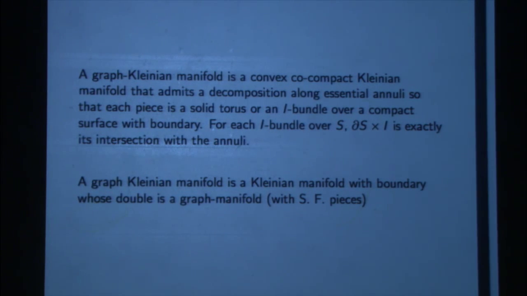These have been studied extensively in the literature. And the reason that we call it a graph Kleinian manifold is exactly this: when you double a Kleinian manifold with boundary over the boundary, you get a graph manifold where all the pieces are Seifert fibered pieces. Okay, because when we double over these pieces, we're going to get surfaces times S1 glued together along tori. Okay.